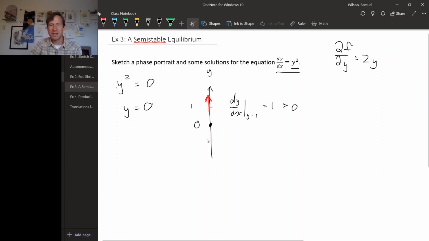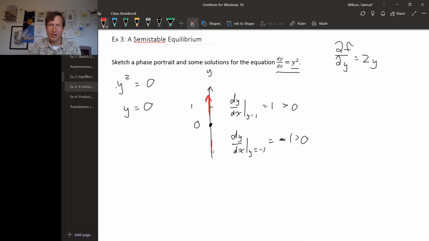And we could do the same thing for a negative y value. How about -1? And for this y value, the dy/dx comes out to be +1 again. And that's bigger than 0. And that means for negative y values, any solutions that start with negative y values increase.